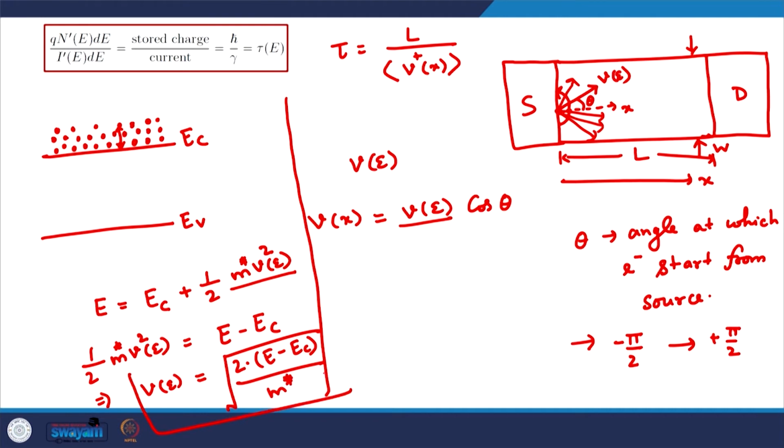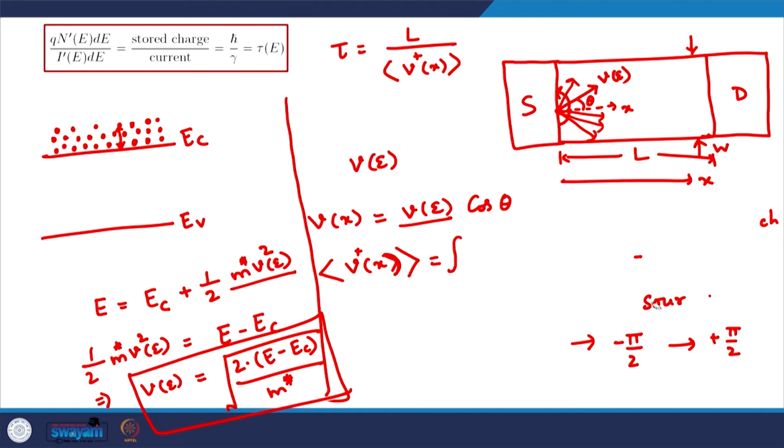This will be the velocity of the electron that starts from the source with energy E, and the average velocity of the electron in the positive x direction, if we take the average, will be essentially... Please keep in mind that for positive x direction, the angle theta can be from minus pi by 2 to plus pi by 2.